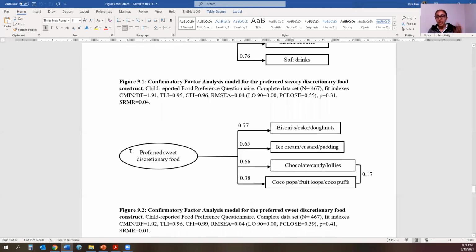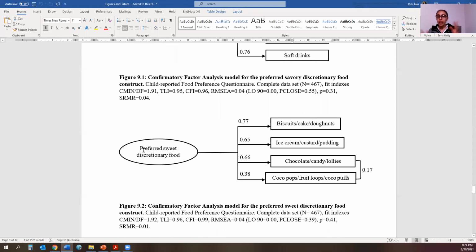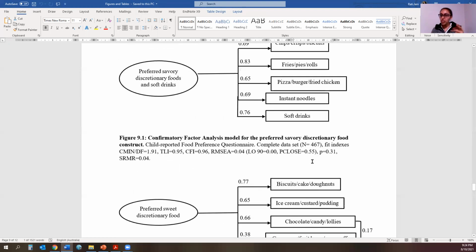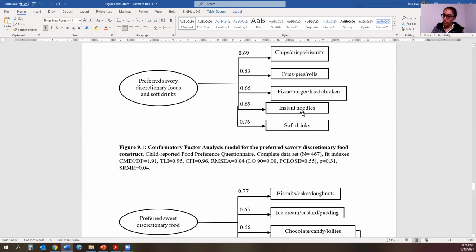All right. Then I have another construct which is trying to measure children's preferences for junk food which are sweet in taste. So your sweet items are things like your biscuits and your ice cream, custard, puddings, and your chocolate, candy, lollies, and your Cocoa Pops and your Fruit Loops and stuff like that. So all of this is sweet. So the sweet things form one construct. Savory things form one construct.